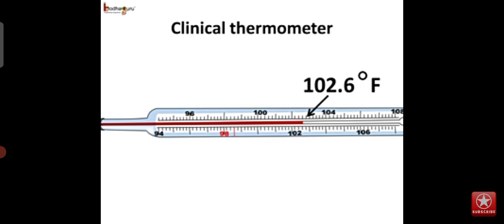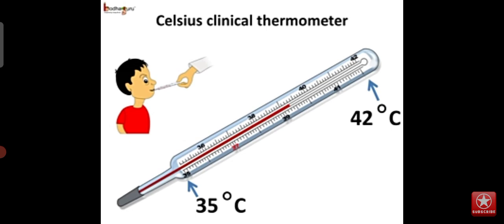We look at the Fahrenheit scale on the thermometer to see where the mercury thread ends, and this is the temperature reading. Like here, as we saw, the reading was 102.6 degrees Fahrenheit. Now, if we measure temperature in Celsius, the normal body temperature is 37 degrees centigrade. In the clinical thermometer, we can find a Celsius scale starting from 35 degrees Celsius till 42 degrees Celsius.